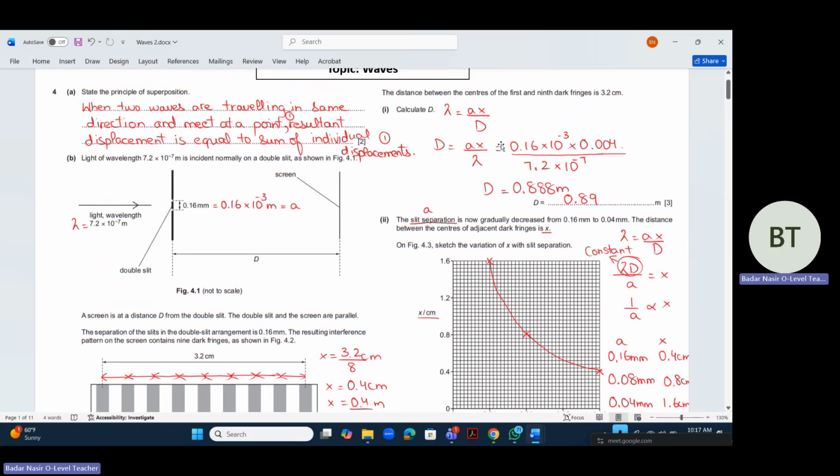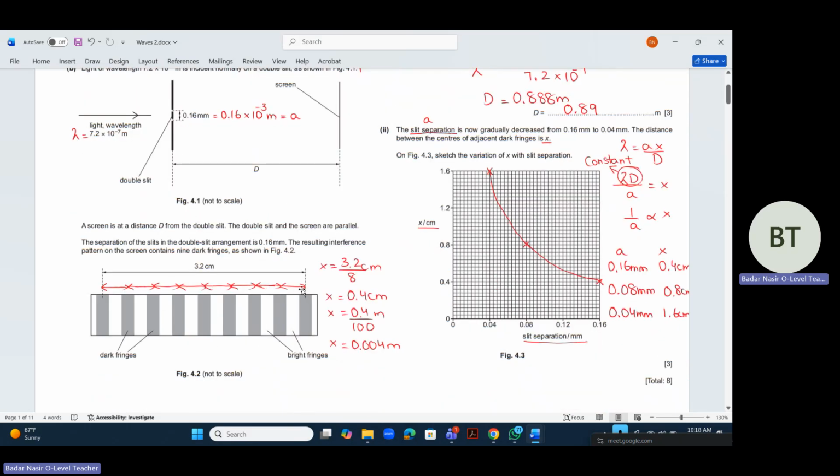So the question was: state the principle of superposition. When we have two different waves traveling in the same direction, 1 mark, and they meet, the resultant displacement is equal to the sum of the individual displacements. The other mark is for that. Then the wavelength was given. Slit separation A was given in millimeters, converted into meters. We calculated the fringe separation by counting how many fringe separations lie in the distance.